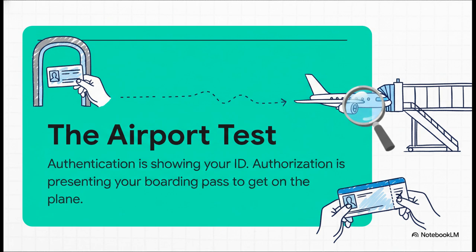But then when you get to the gate, you show your boarding pass, and that's authorization. You're proving what you're allowed to do. In this case, get on this specific plane. See? One guard checks your identity. The other one checks your permissions.